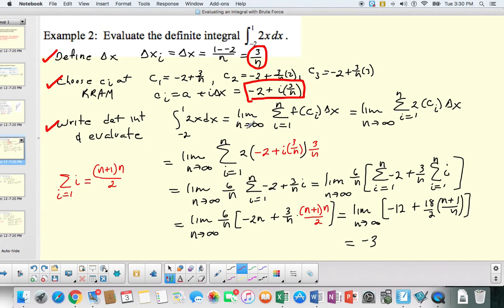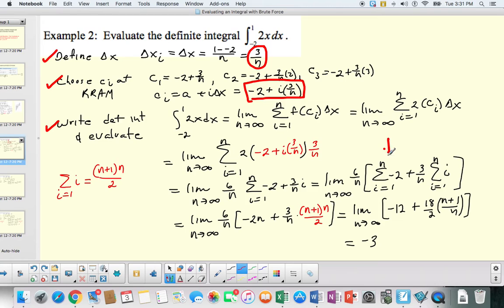So we're going to, again, take the limit, and here's our f of x, and here's our f of x in 2 times c sub I. I have a replacement for c sub I. I have a replacement for delta x. And I pull out everything that doesn't have an I in it, a factor, so 6 over n can be pulled out. And then the summation of a sum is the sum of summations, so I take the summation of each.